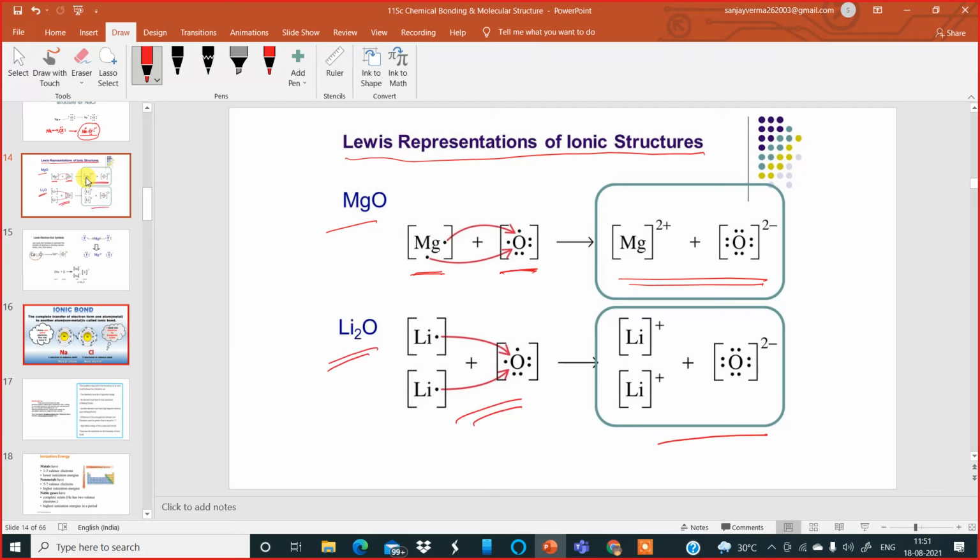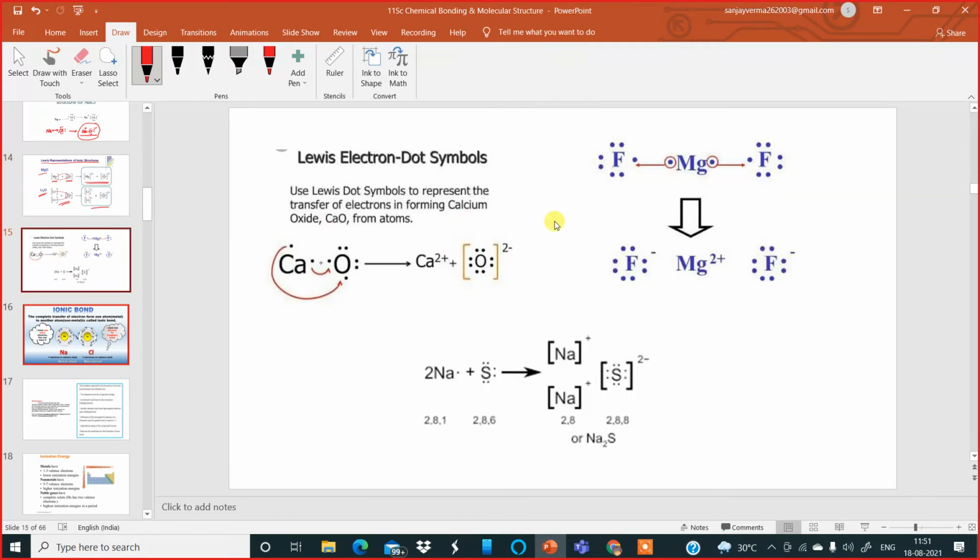Then look at the next slide. Lewis electron dot symbols for calcium oxide, which is in the syllabus. Calcium oxide: Ca, both the electrons are transferred to the oxygen to form calcium ion and oxide ion. So this is how you will show the formation of calcium oxide by Lewis electron dot diagram. Then magnesium fluoride: from the magnesium, both the electrons are transferred to the fluorine atoms, and you get MgF2.